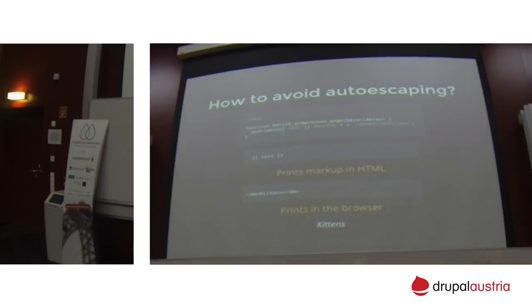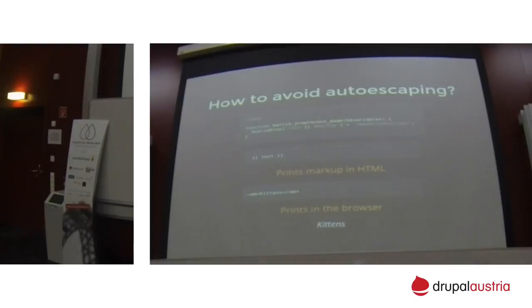So I don't have to explain to you how to use auto-escape, because it happens automatically. You don't have to use it anyway. I instead have to explain to you how to not get auto-escape. How can I output something without the auto-escape messing around with my stuff? The most common way to get rid of auto-escaping is to make your variable a render array.